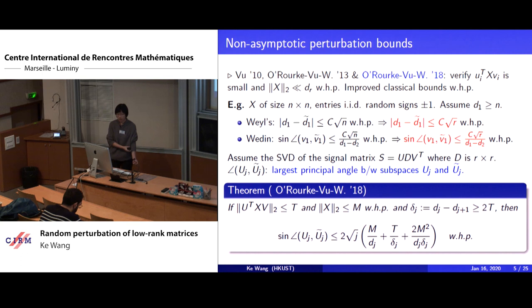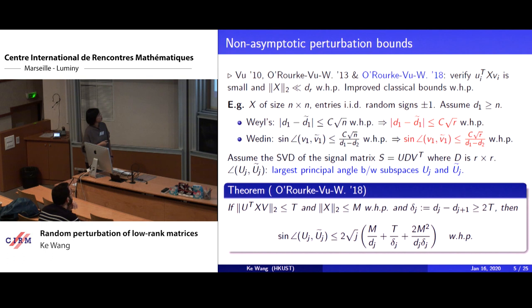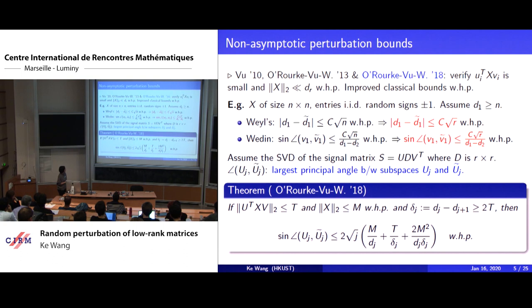So if you have the singular value decomposition of the second matrix S written as U D V transpose, where U and V are singular vector matrices of size M by R, we consider the perturbation between the singular subspaces U_J and U_J tilde, spanned by the top J singular vectors. Let's denote this angle to be the largest principal angle between two subspaces. Let me explain a little bit.